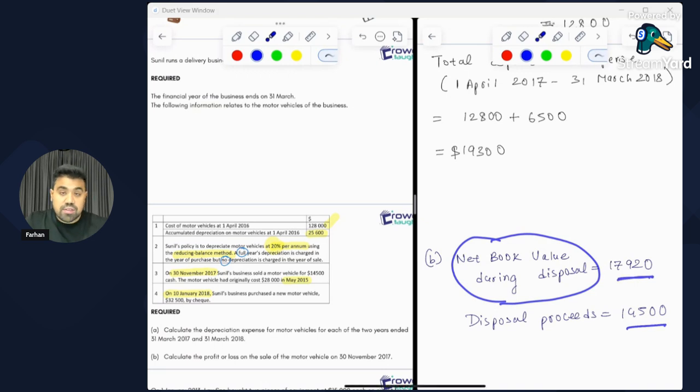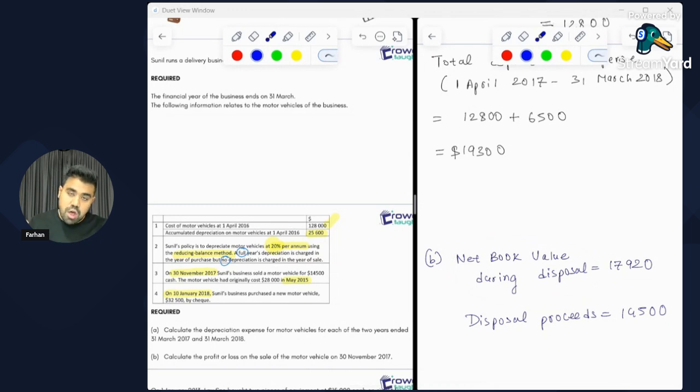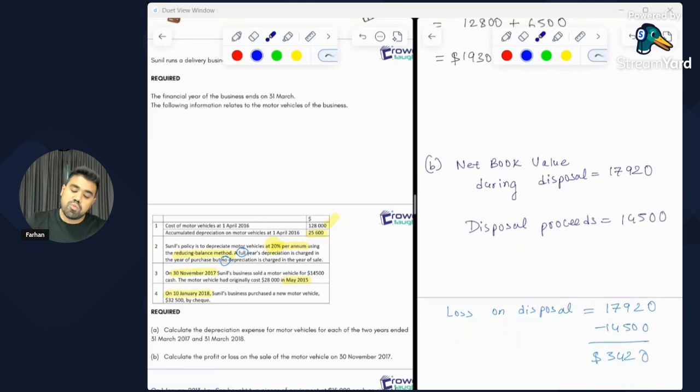Like, we had $70,920 worth of economic benefits that we could have utilized within the business and help us generate revenue. But we ended up selling this for less than what it was worth, which is at $40,500. So you tell me, did we make a profit or did we make a loss? Obviously, we made a loss. And the loss on disposal, or the loss on sale of the non-current asset, is simply the difference between these two numbers, which is $70,920 and $40,500. So $70,920 minus $40,500 leaves us with $3,420, and that is loss on disposal.